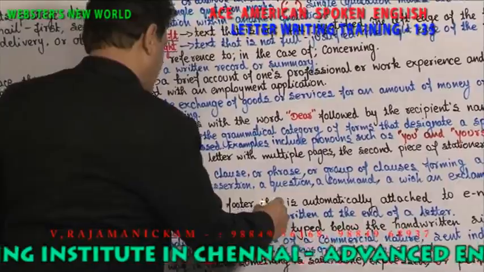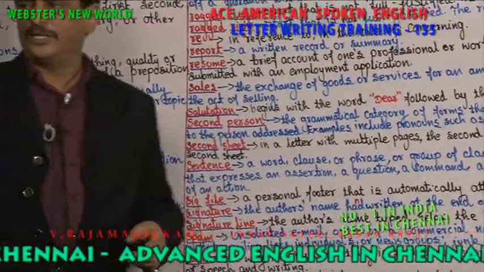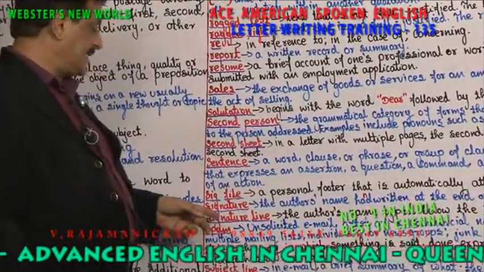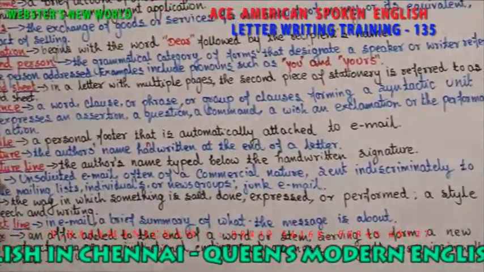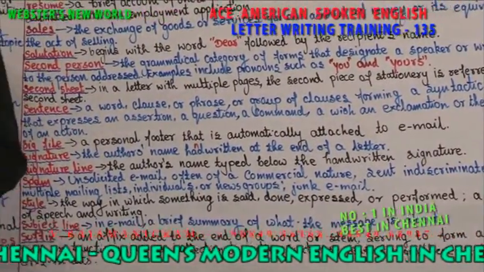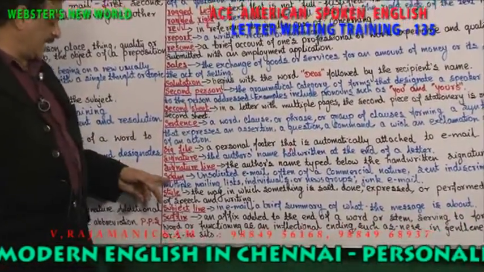So, the author's name handwritten at the end of the letter is called the signature, right? Finally, you put your signature. Next, the signature line: the author's name typed below the handwritten signature. So, what does signature line mean? You put the signature, and below it you write your name in full. It is called the signature line.